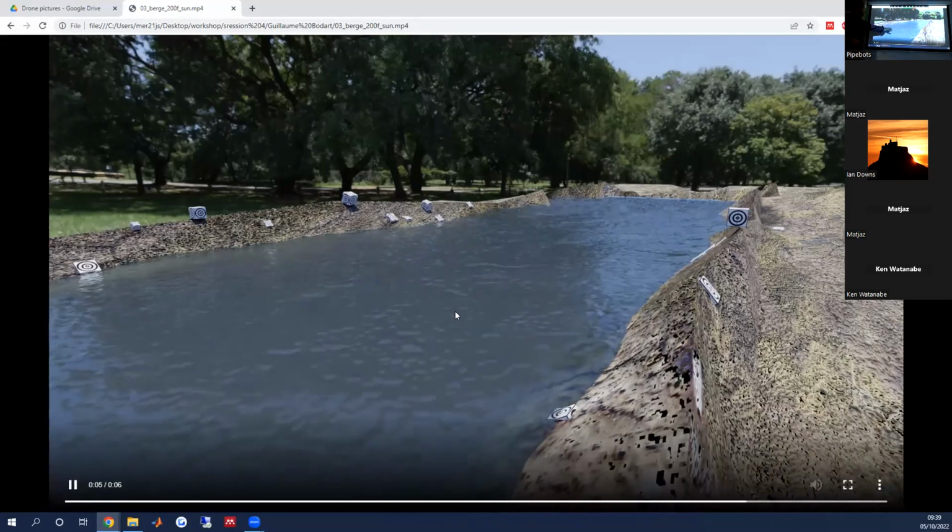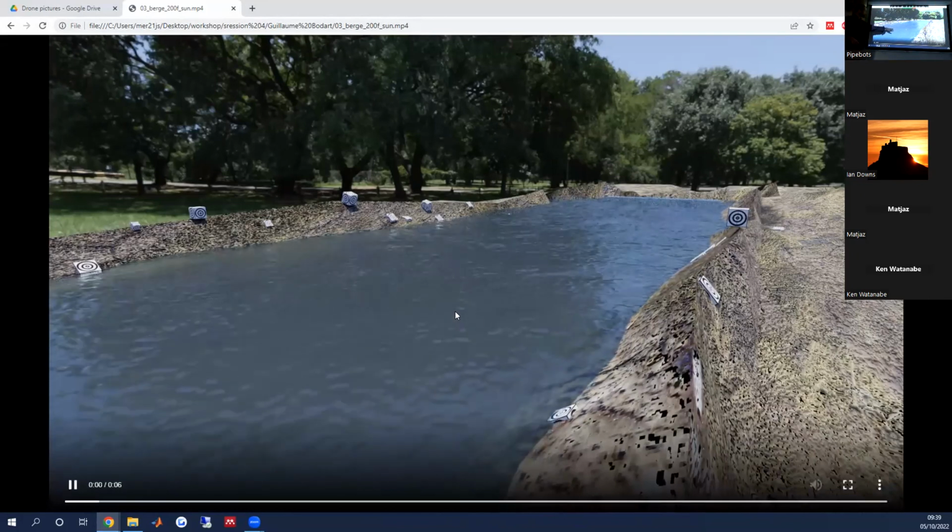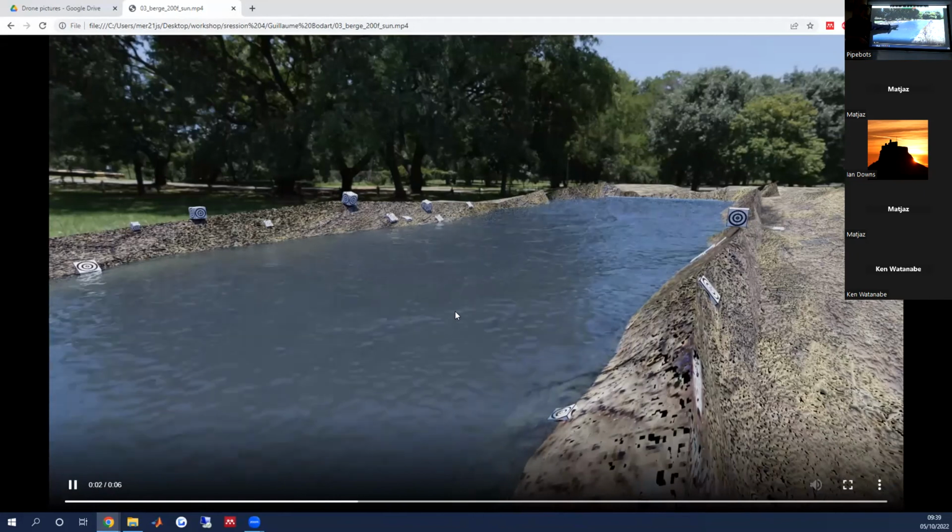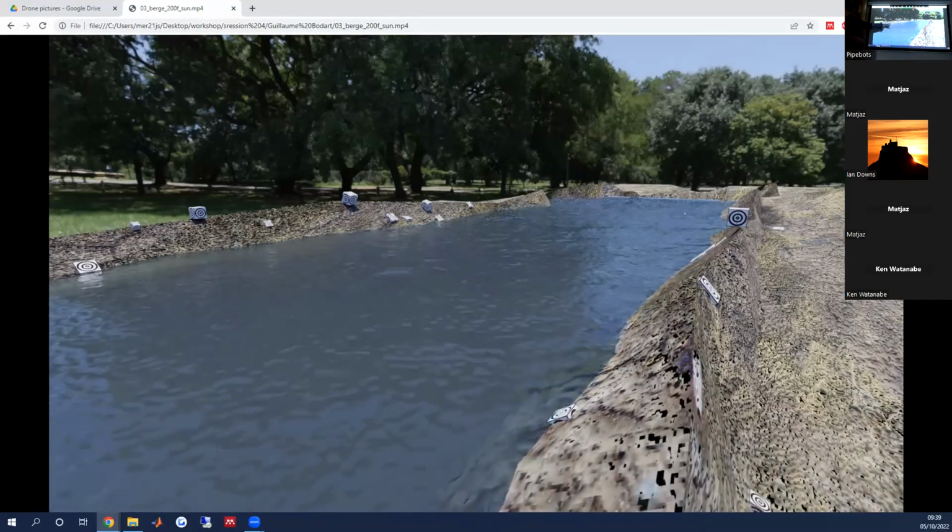Here you can see that we reproduce the noise at the water surface. We have various traces, densities, and some reflections.